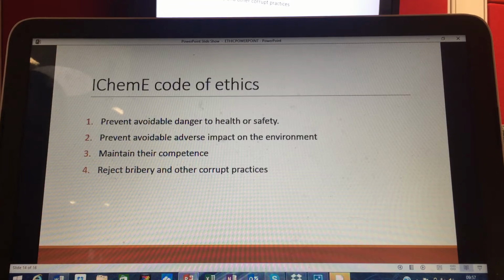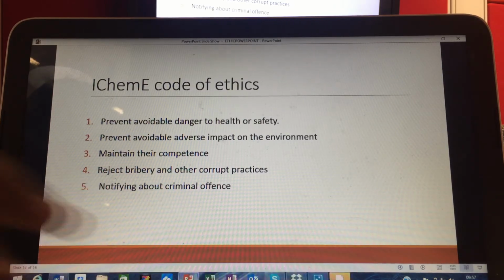Reject bribery and other corrupt practices. In this scenario, it is corruption by employees if they knew of the situation full well but decided not to take action to protect the business's interest. Number 5, notifying about criminal offences. According to our case study, the current discharge is not illegal, so this point is not applicable, but this factor is very important nonetheless.